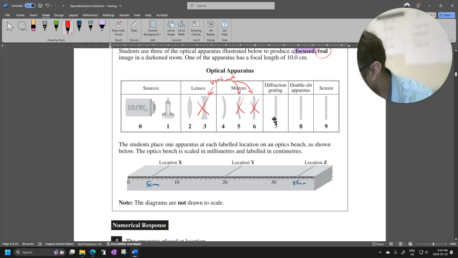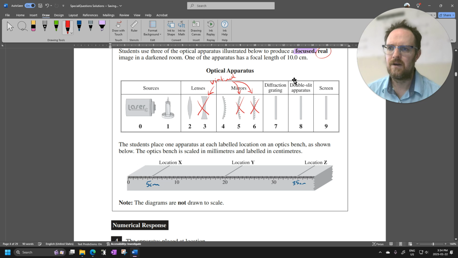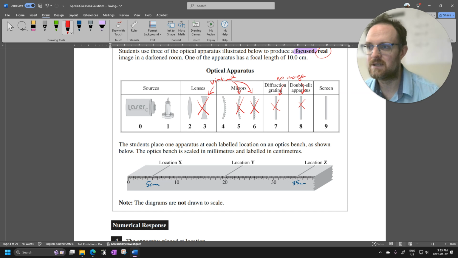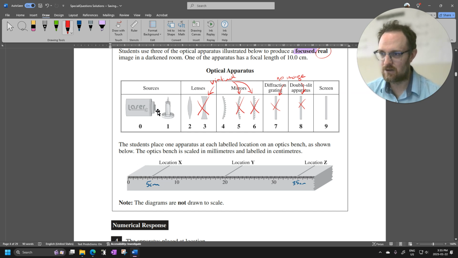Now, if I want an image too, I'm not going to use diffraction gratings or dual slits. That just creates interference patterns. So this one creates an image, right? It's just no image in these ones. So I don't see why we would want this here. If I wanted a pattern, like an interference pattern, yeah, go ahead, put those down. Now I can either use a laser or a candle, it doesn't matter. It depends on how the laser is set up, but it really doesn't matter.